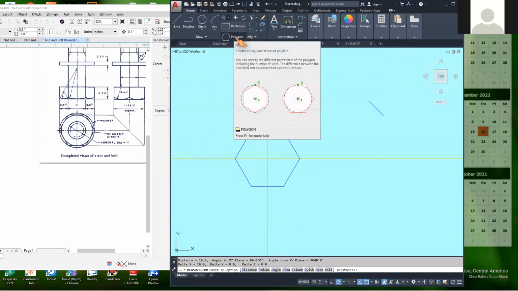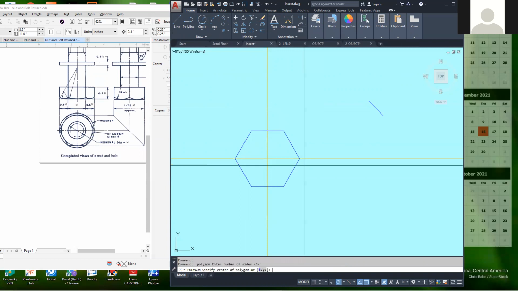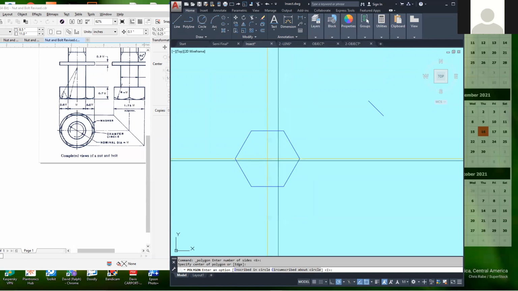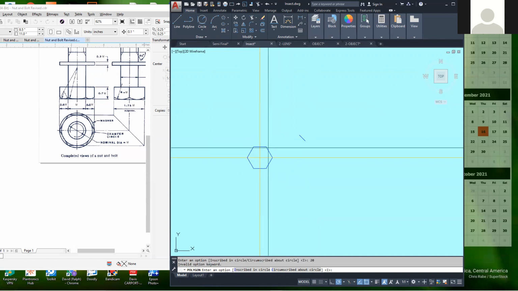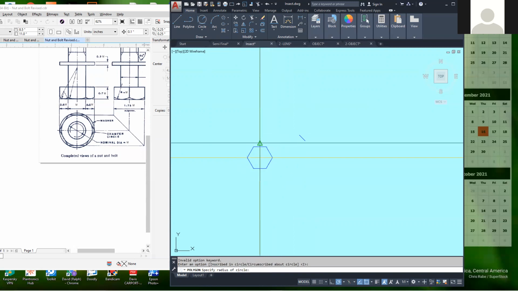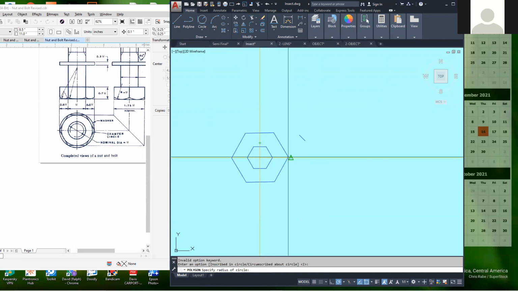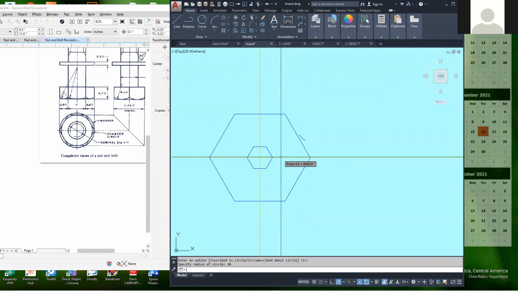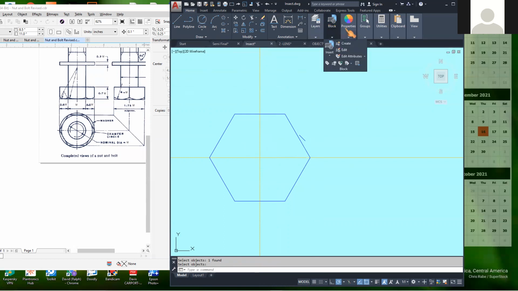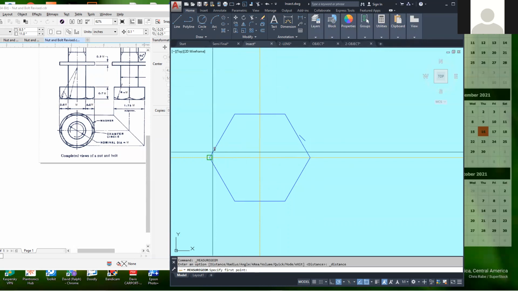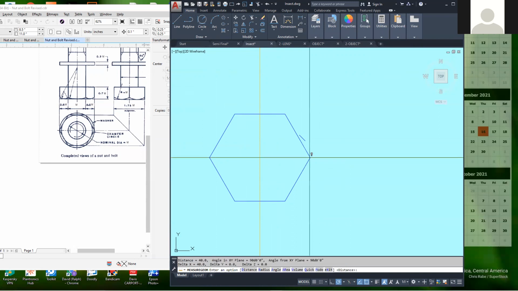M10, so you join it twice. Polygon, 6 sides. We want the center here, and we put in 20. I enter. We go 20. Something is wrong again. What am I doing wrong? From here to here, not 40, 20.